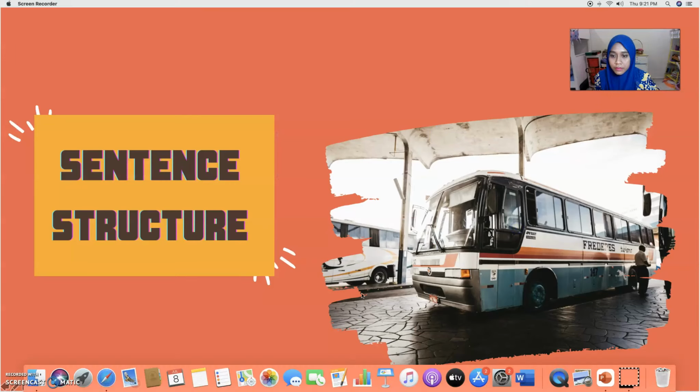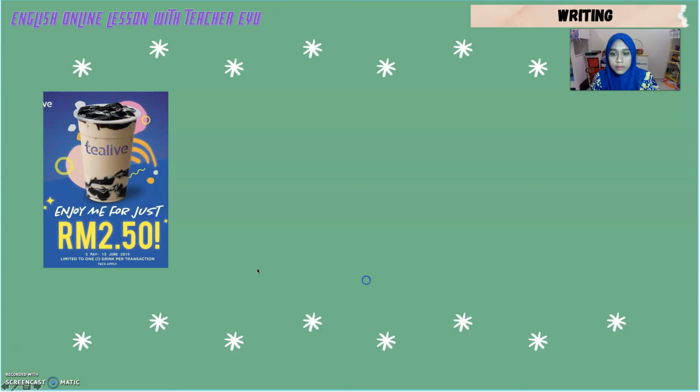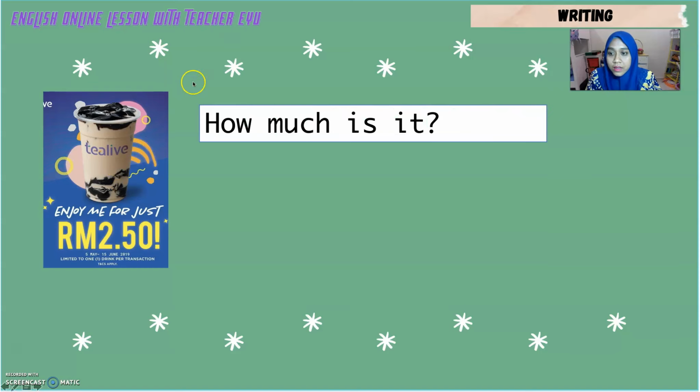Now let's look at the sentence structure. Take a look at this picture. This is a drink and this is the price of the drink. So how are we going to ask about the price? Macam mana kita nak tanya harga dia? This is how we can ask. How much is it? Kita boleh tanya macam ni. Kita guna ayat ni. How much is it maksud dia berapa harga benda ni.